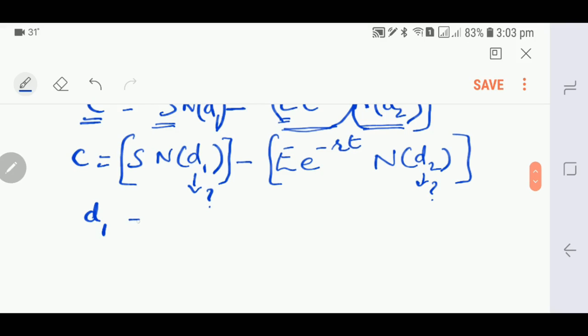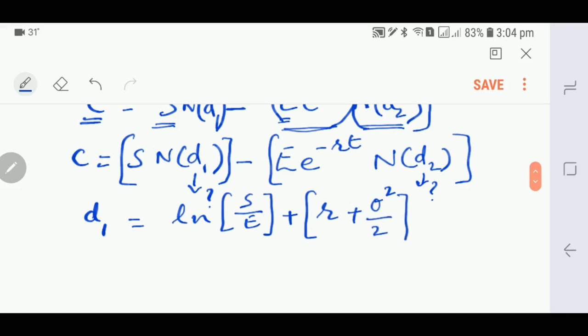So d1 is going to be equal to the natural log of S over E, where S is the stock price and E is the exercise price, plus another bracket inside which we write the risk-free rate R, plus we write down the standard deviation of the return of the asset and square it up, so sigma square divided by 2, close the bracket and multiply this bracket with time, where time is in years, and then divide this whole thing by the standard deviation of the stock returns multiplied with the square root of time.